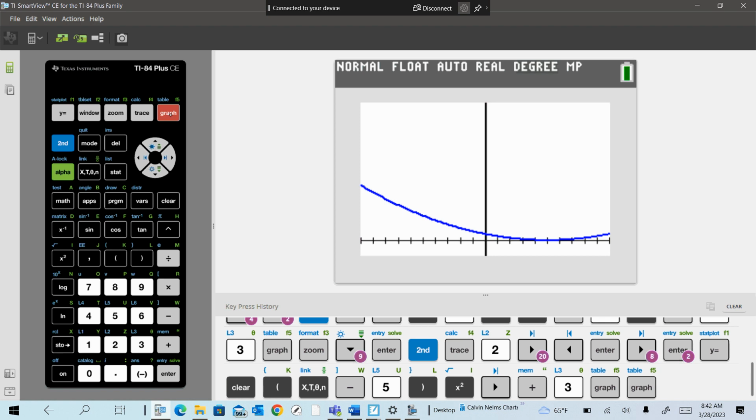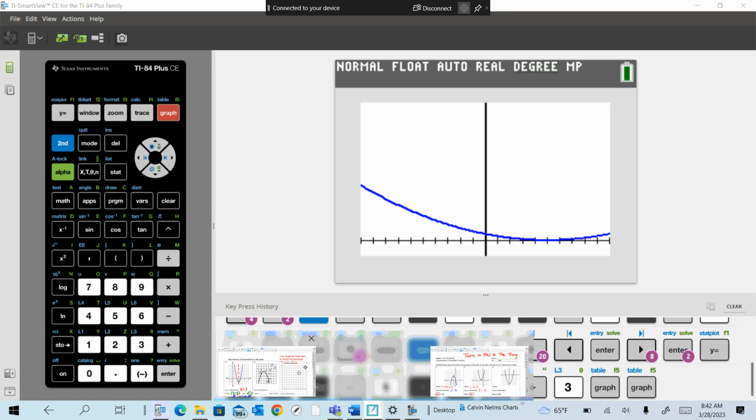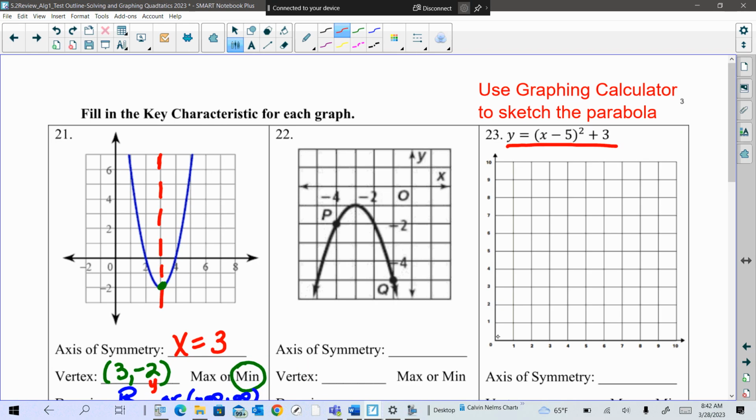There's 2 things we could do. On the picture that they give you, they're telling you to look only in the section from 0 to 10 and 0 to 10. So we're only looking in this first quadrant. If you want to change your window to that, you can. To do that, let me just show you.